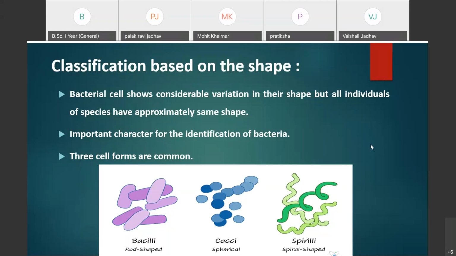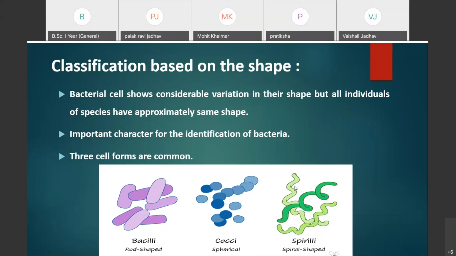Bacilli, simply in the photograph, you can see these bacilli bacteria. These are rod-shaped bacteria. The second morphological group is the cocci bacteria. Here in this photograph, you can clearly see these are the spherical shaped bacteria. And the third one is the helical bacteria, or the spiral bacteria, as is referred to by their shape.